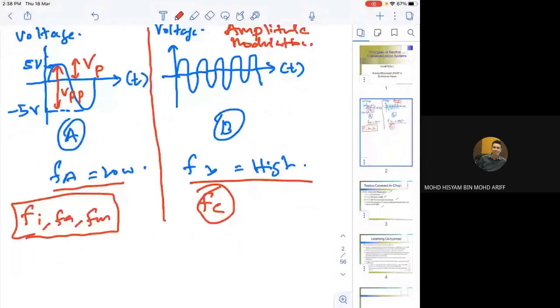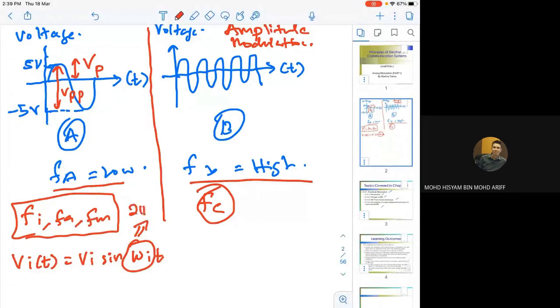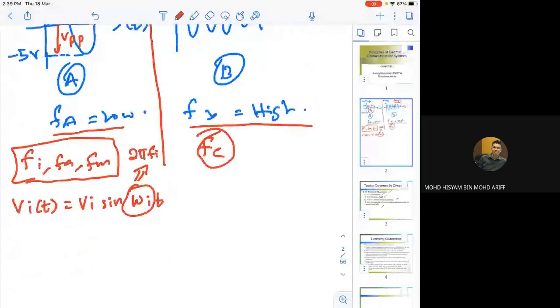Now, how about the mathematical equation? Let's say for input, V input of t equals VI sine omega I t, in terms of t. What is the omega? Omega I equals 2 pi F input. Also, sometimes we put FA, FM. So clear. This one is V input.